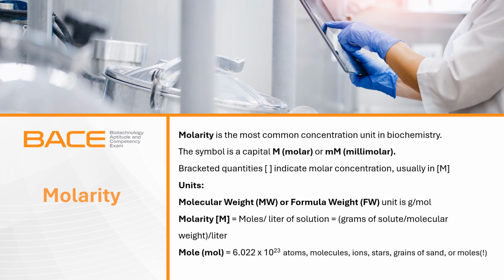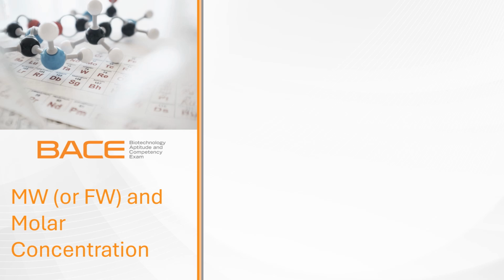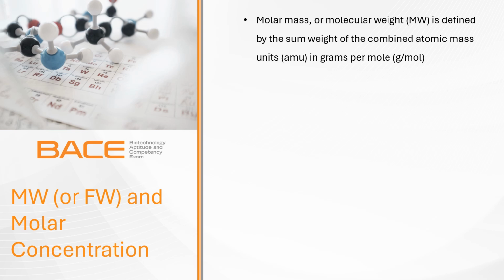We use the molecular weight or formula weight of a solute to calculate molar concentration, and these are reported as grams per mole. Every chemical species, whether that is an element, a molecule, an ion, or even a compound like a salt with different hydration states, has a molar mass, also known as the molecular weight, abbreviated MW, based on the combined atomic weights of the atoms in it.